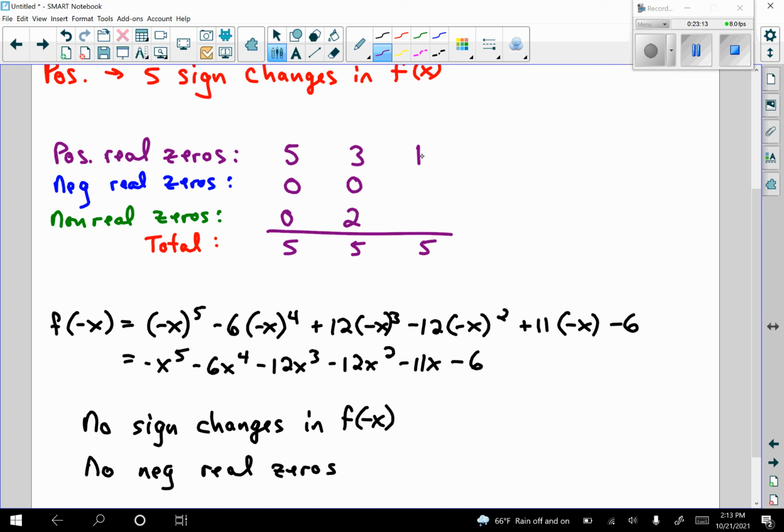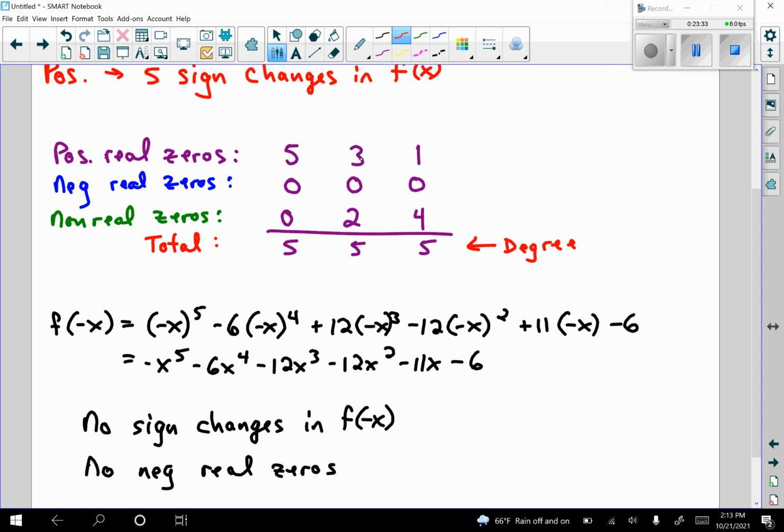And here, if I have 1 positive real zero, I'm still going to have no negative real zeros. I need a 4 to get to a 5. So the degree tells me what the total number should be. So this is just one scenario. If I have 5 positive real zeros, I have no negative real zeros. We found that out. That means I can't have any other kind of zeros.